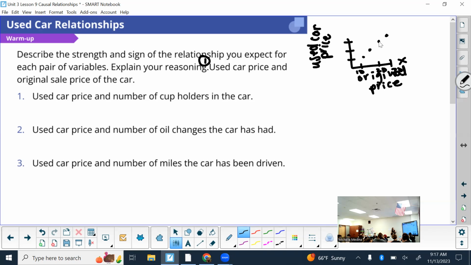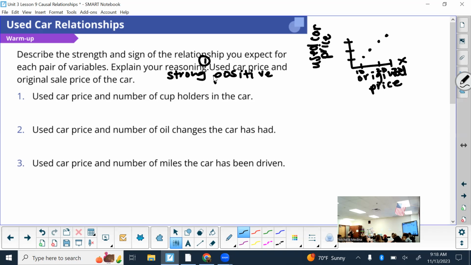Do you think that that's strong or weak? Strong. So it's strong if it looks linear. And again, this isn't your number one that's here. It's the one that for some reason is in the instructions: used car price to original sale price. It's strong. Would you say that it's positive or negative? Positive, because it's going up from left to right. So that's what I'm looking for in each of these. Is it strong or weak? And is it positive or negative?